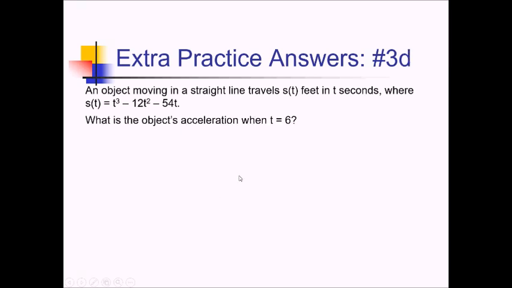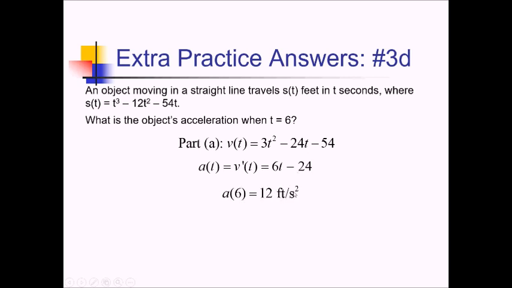For this part, we want the object's acceleration at time 6. Recall the velocity from part A was this formula. So the acceleration is going to be the derivative of velocity, v prime. So that's going to be 6t minus 24. And if I plug 6 into that, I've got 36 minus 24, which comes out to 12. So that'll be feet per second squared.